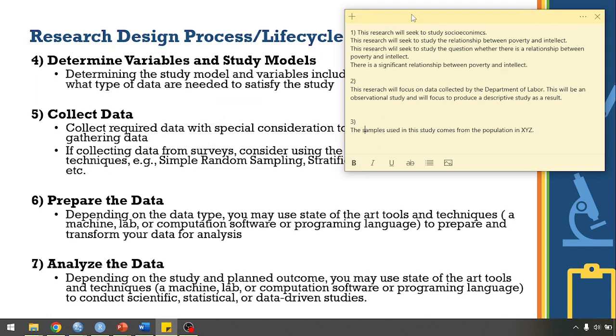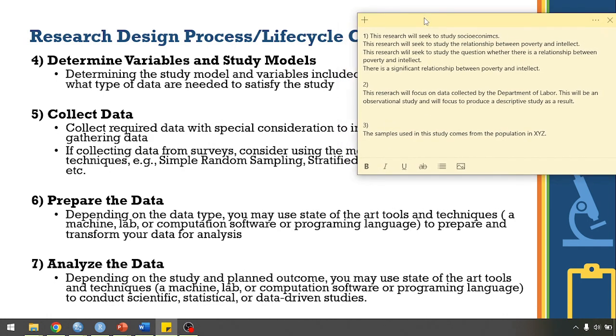So the fourth step is determining variables and study models. Now you have to specify what variables you're going to use. In this case, we're looking at two variables: poverty and intellect. These are two sides, or two columns, of your study. One of them has to be an independent variable and one has to be dependent, the one you use to check the cause and effect on the other. So you have to determine what your variables will be.